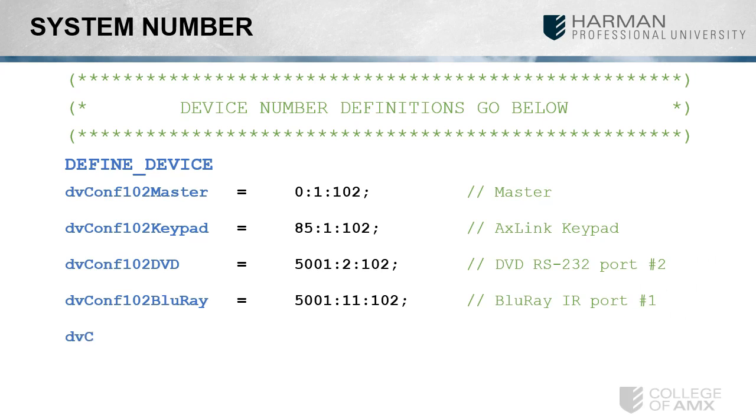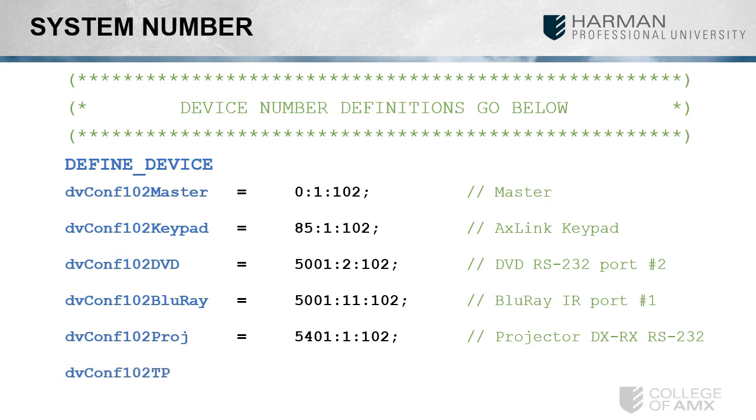DV Conference 102 projector gets 5401:1:102. This is an RS-232 port on a DX-Link receiver, device number 5401, using port 1 on system 102. And finally, DV Conference 102 TP_nav gets 10001:1:102. And this is a touch panel device, 10001, using port 1 on system 102.